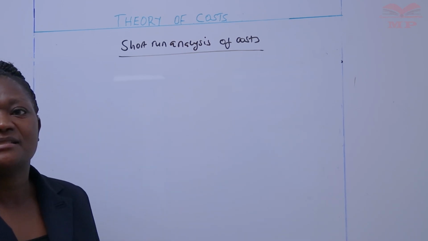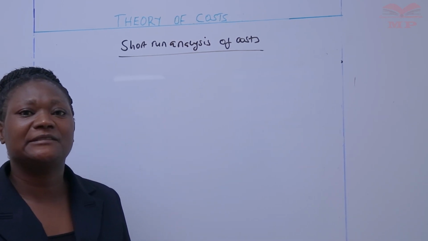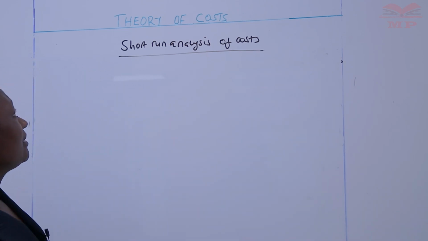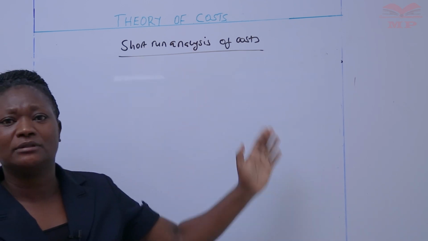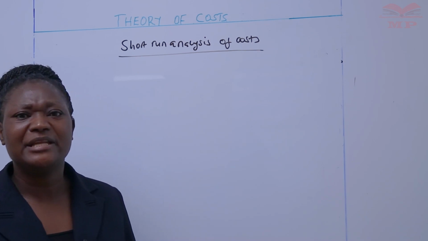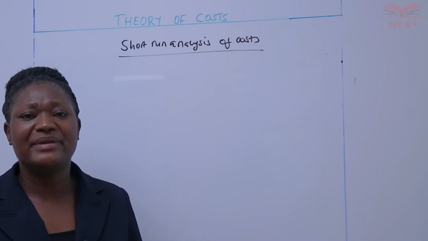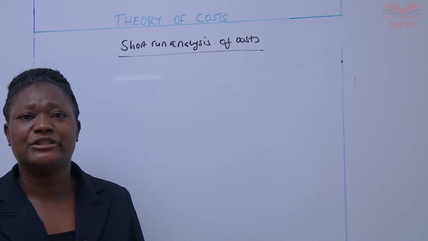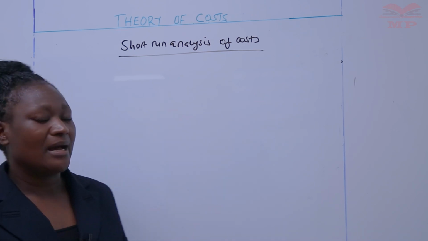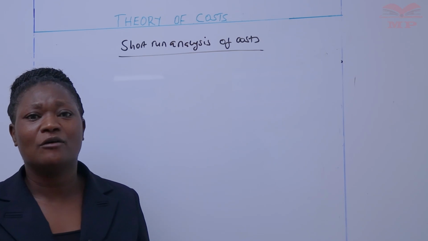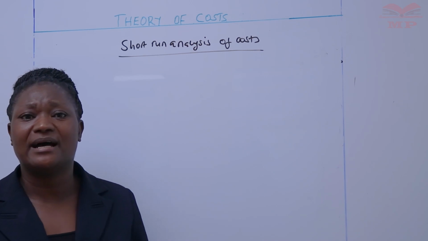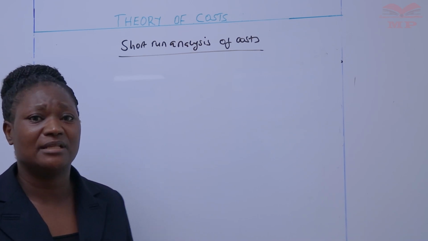In the short run is where at least one factor input must be fixed. Fixed means when the market conditions change, that factor will not change. So, for example, when we are changing the level of output from one level to another, a fixed factor will not change. It will remain the same regardless of the level of output that you are changing.